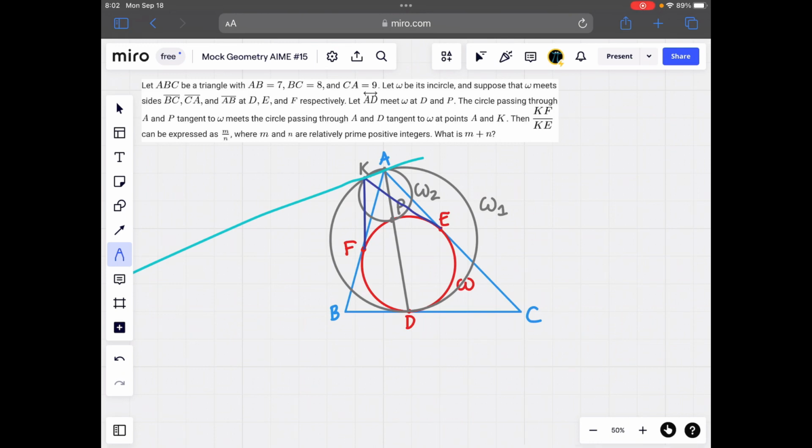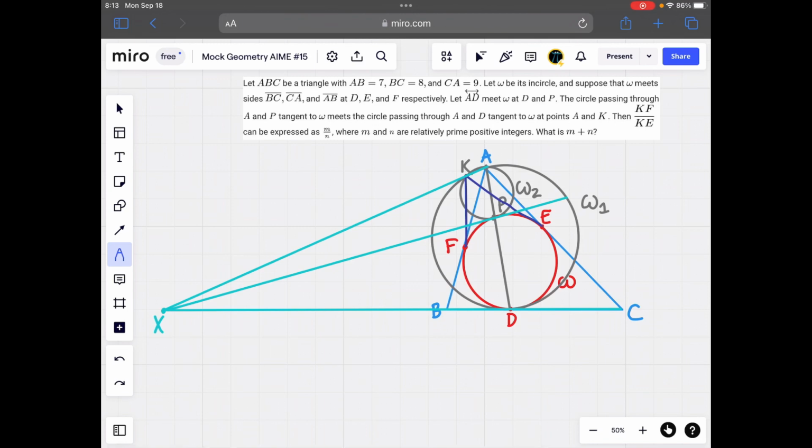Now circles omega and omega 1 are tangent at point D, so their radical axis would be the common tangent at point D, which is just line BC, because the incircle tangent at point D is just line BC. And then circles omega and omega 2, their radical axis is their common internal tangent, which passes through point P, like this. And these three lines will all concur at a single point known as the radical center. There we go, let's call it X.